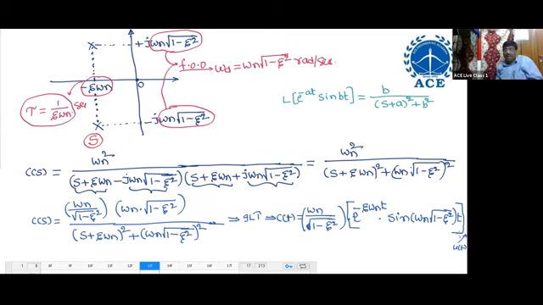So what is this nature called? This is exponential decay, and this is sinusoidal oscillations. The frequency of oscillations is called damped oscillations, denoted by omega d. Any system which produces damped oscillations is called an underdamped system. Maintaining damping is called underdamped system.